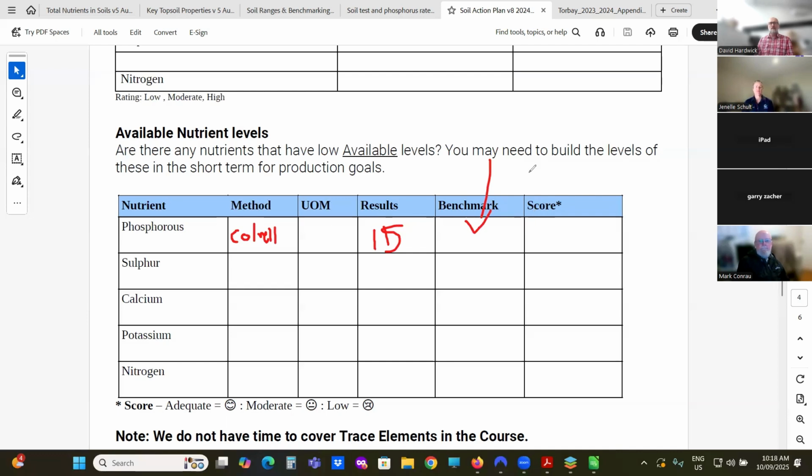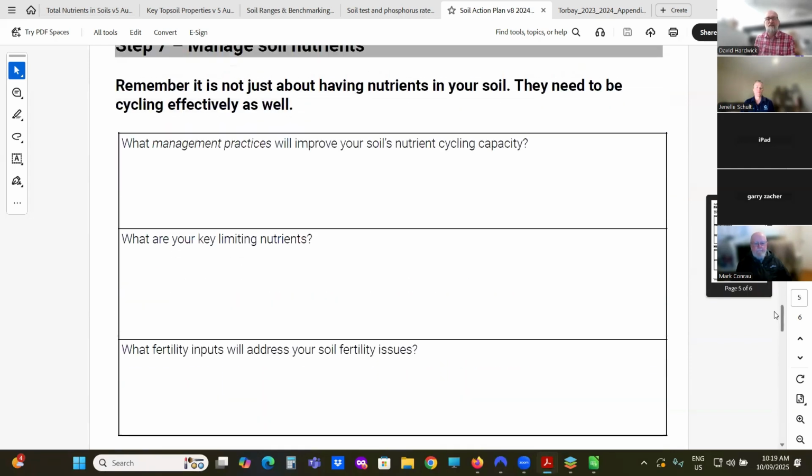And so you can score your result against a benchmark, and that helps you then decide, are my available levels low, moderate, or high? And that's really the decision you're making, because if they're low, you're probably going to have to improve the levels of available phosphorus. If they're high, it's not a limiting nutrient for you, and if it's moderate, it may not be a big issue, or it may be a bit harder to make that call. So that's what we did as the final step, and basically that way it allows you to pull together what the key soil constraints are and what the key limiting nutrients are that you have.